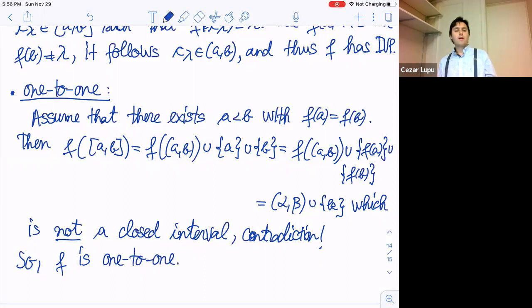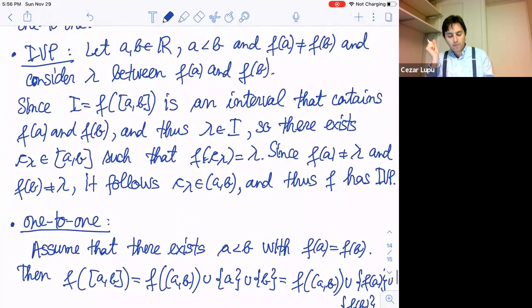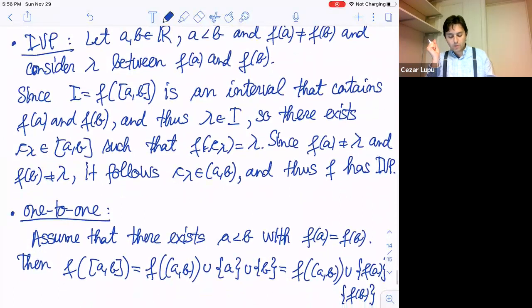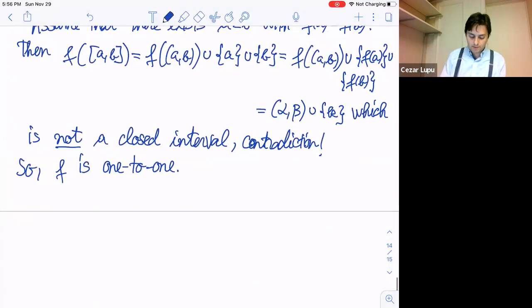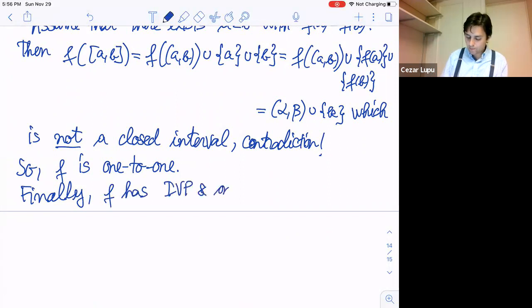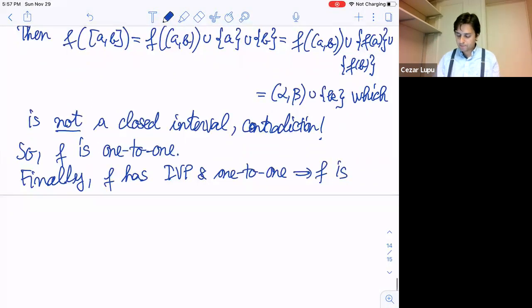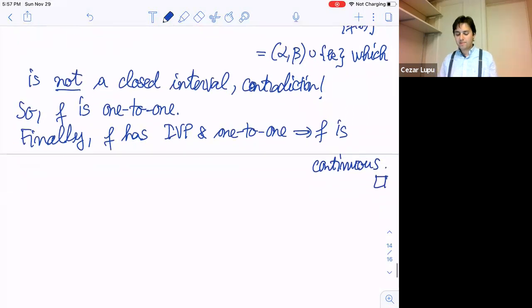All right, that's great. Now we have shown two things. Putting both of them together, we have shown that f has the intermediate value property, and f is one-to-one. Then we're done. So finally, f has the intermediate value property and is one-to-one, so this will imply f is continuous. And we're done. That's the end of the problem.